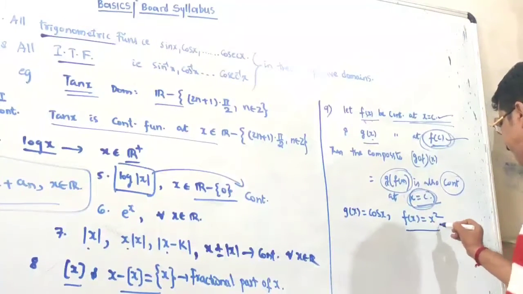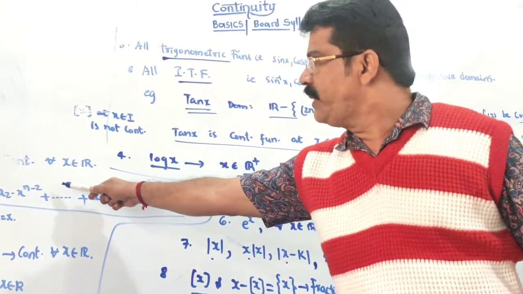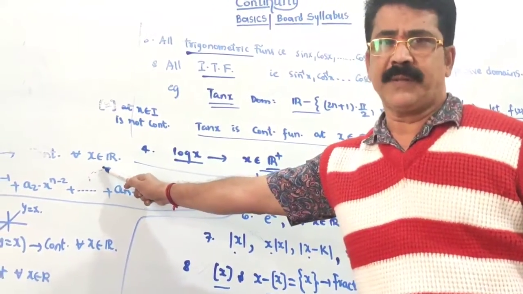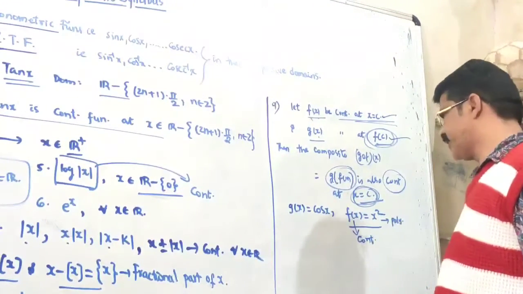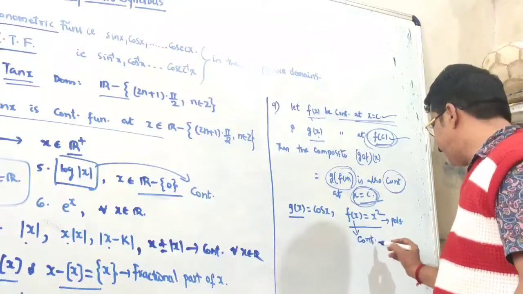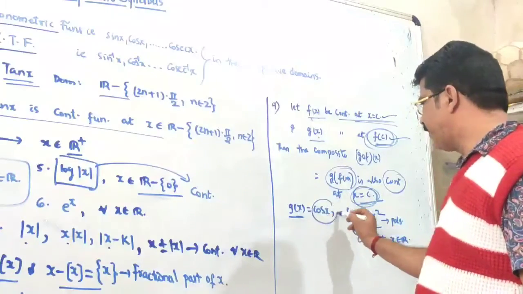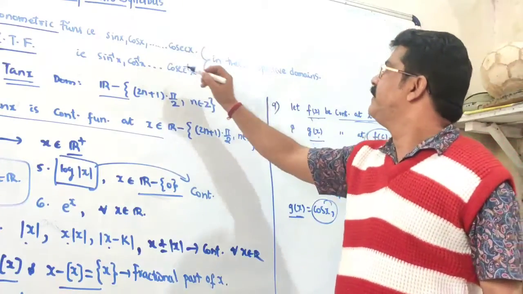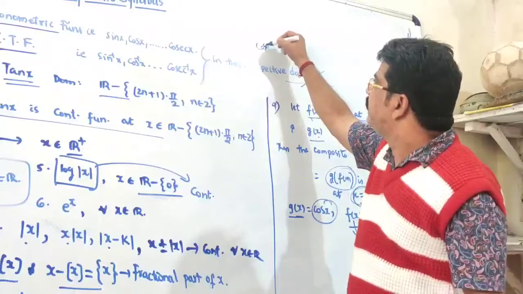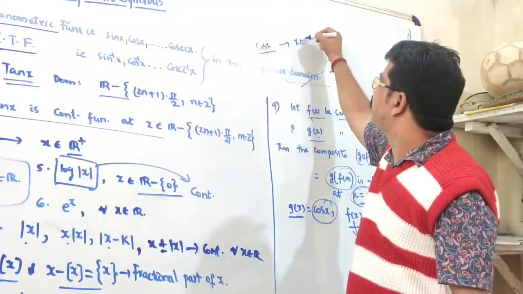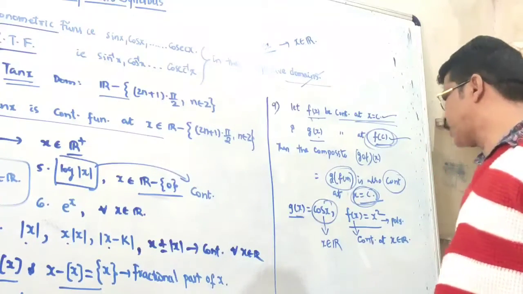Here f of x is a polynomial function. Already I said every polynomial is continuous at every real number, x belongs to capital R. So therefore f of x is clearly a continuous function. Next, g of x means a trigonometric function, and every trigonometric function is continuous in its domain. What is the domain of cos x? It is x belongs to capital R. So therefore cos x is also continuous at x belongs to capital R.